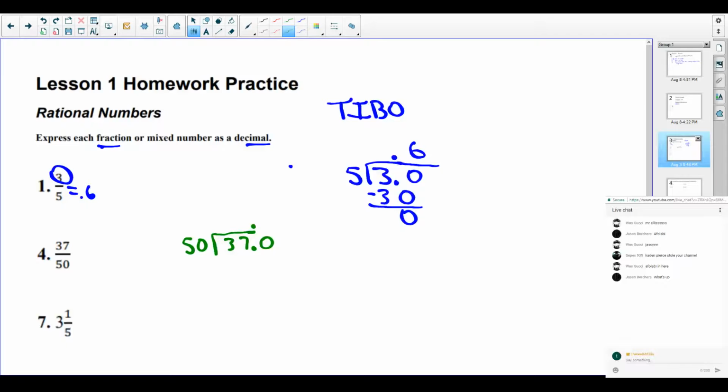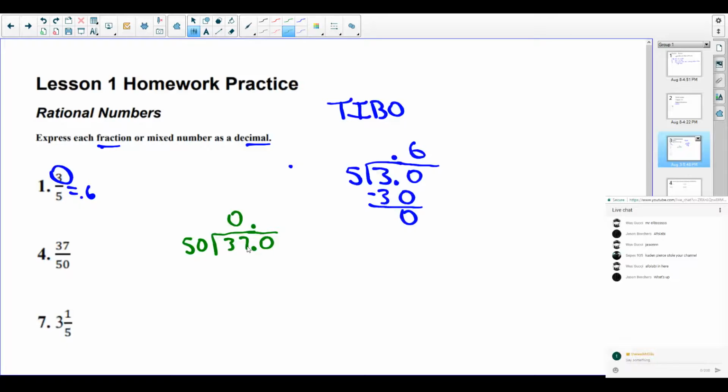This will always be the case if it's a proper fraction, meaning that the top number is less than the bottom number, numerator smaller than the denominator. It will always be 0 point something. So if you want to know if you're doing it the correct way, if it's a proper fraction and it doesn't start with 0 point something, you're backwards.